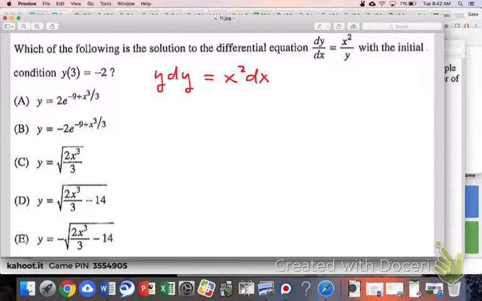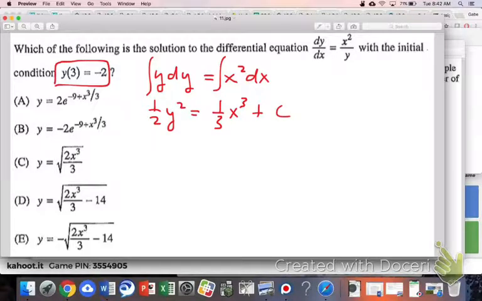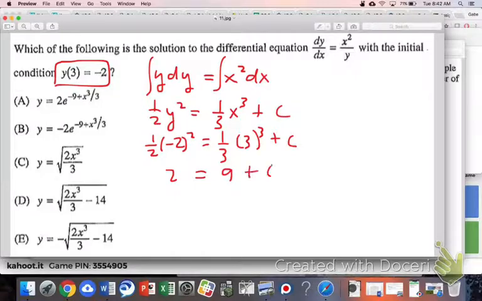The next thing you would do is find your antiderivative. So it would be 1/2 y squared equals 1/3 x cubed plus c. And this is where I typically am going to plug in my initial condition to help me find my c. So I know that y of 3 is equal to -2. So that means -2 goes in for y, and 3 goes in for x. So that would be 2 equals 1/3 of 27, which is 9, plus c. So I'm getting -7 for my c value.